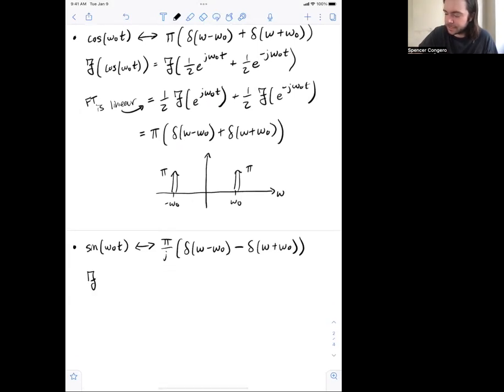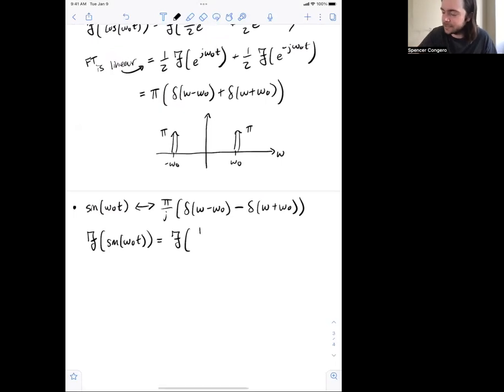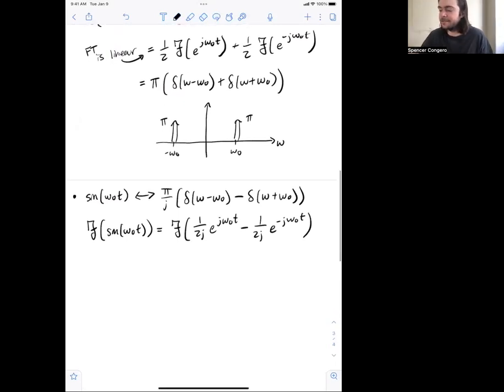And we're going to follow a similar technique here. The Fourier transform of the sine function is just going to be... let's express it in terms of those complex exponentials. So we get 1 over 2j e to the j omega naught t minus 1 over 2j e to the negative j omega naught t. So that same Euler type expression we derived before and have used a million times.